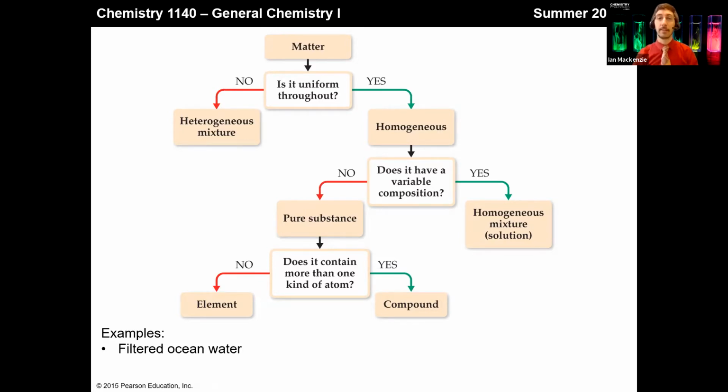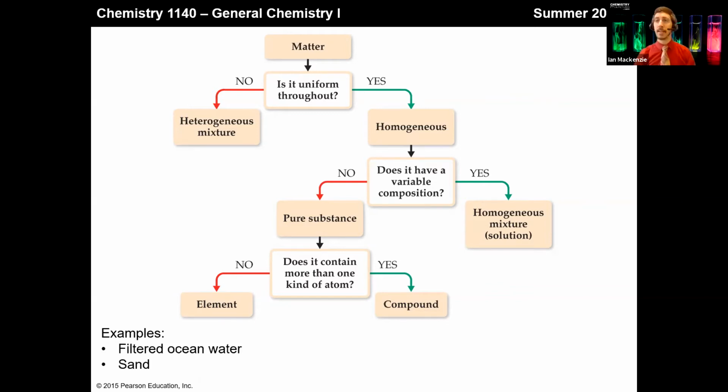But then the question is, does it have variable composition? Well, if we look very closely and with different tools, if you evaporated off the water of ocean water, we would be left with a bunch of salt. So there is clearly a variable composition there because we've got water molecules and we have also sea salt. And so yes, this would have variable composition and would be a homogeneous mixture.